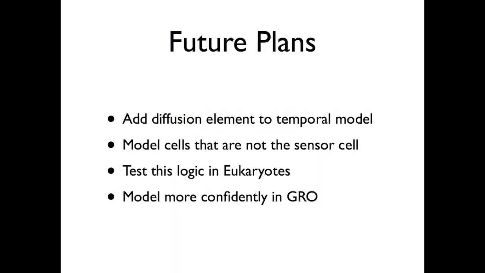Looking into the future, even though my model performed pretty well, there are some things that I would want to change or add. Firstly, I would want to add diffusion elements to the temporal model. I would also want to model cells that are not the sensor cells, but any cell receiving an AHL signal. And I would want to more confidently model in GROW. I use a lot of examples in GROW to be able to build my model, but I would want to be able to understand the language and actually use it wisely.